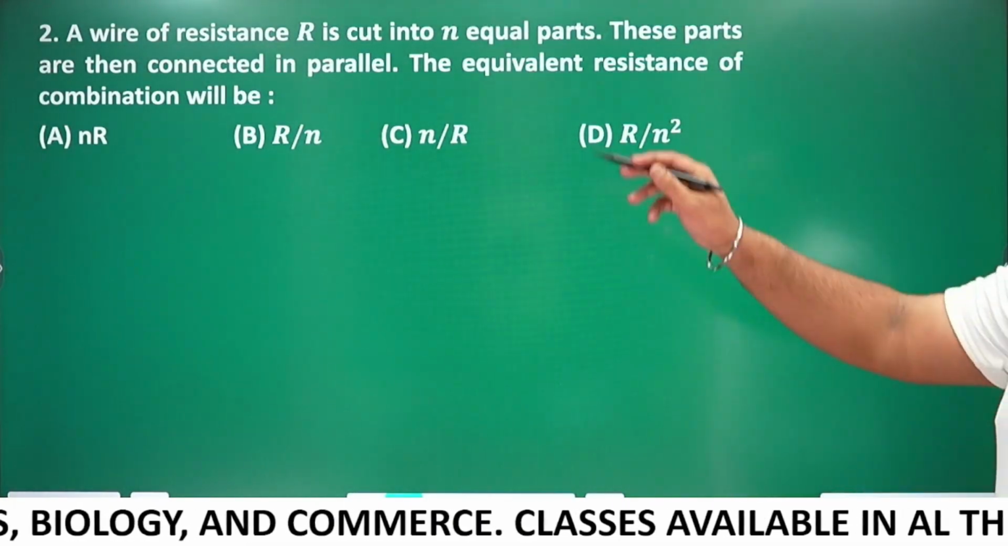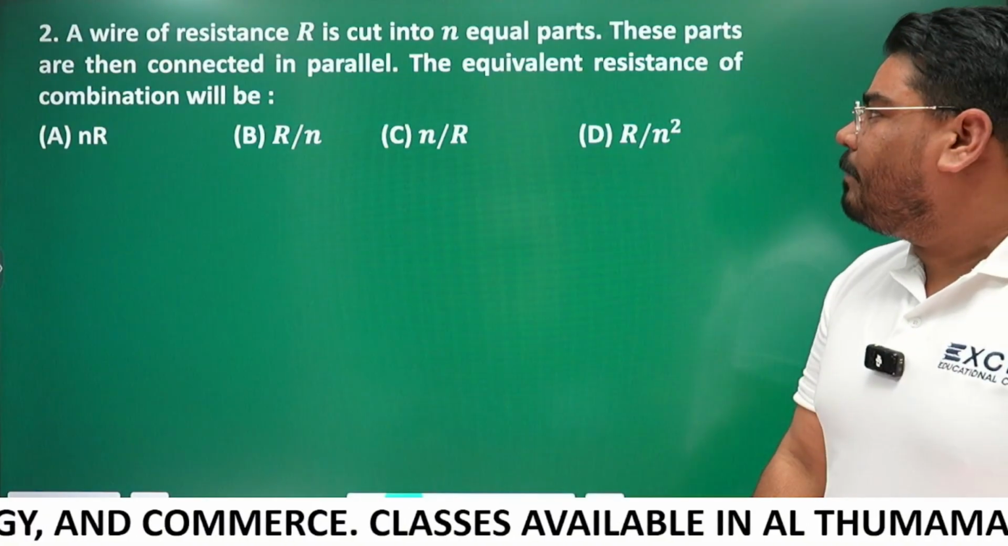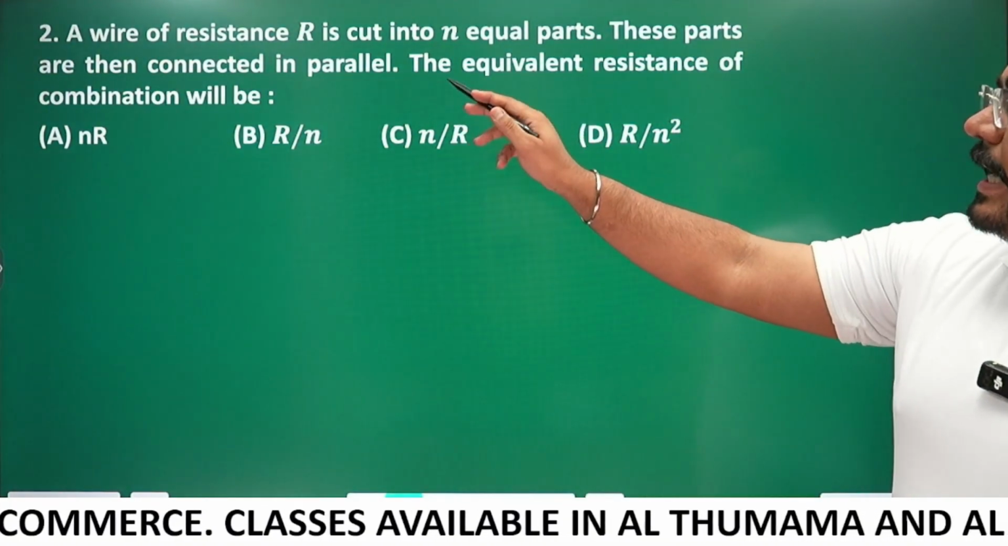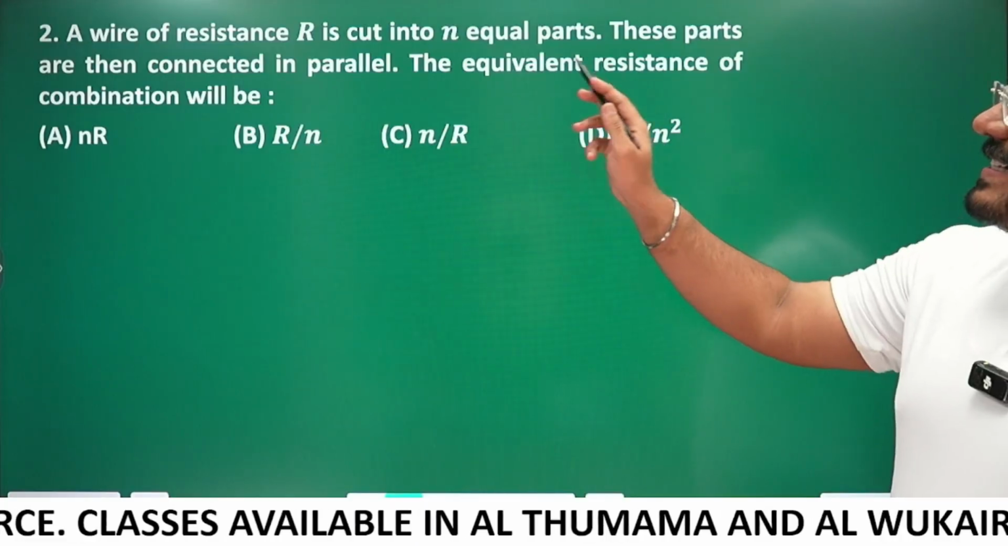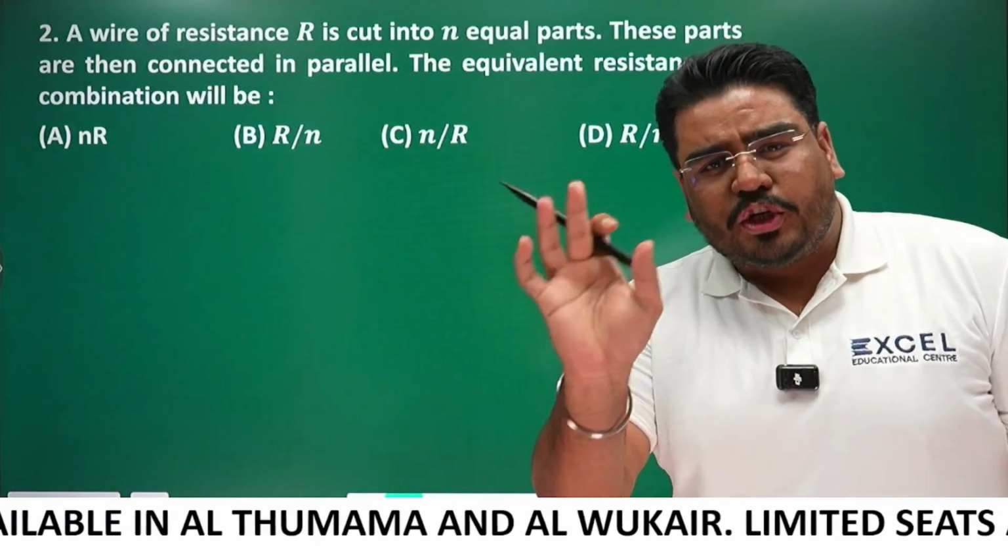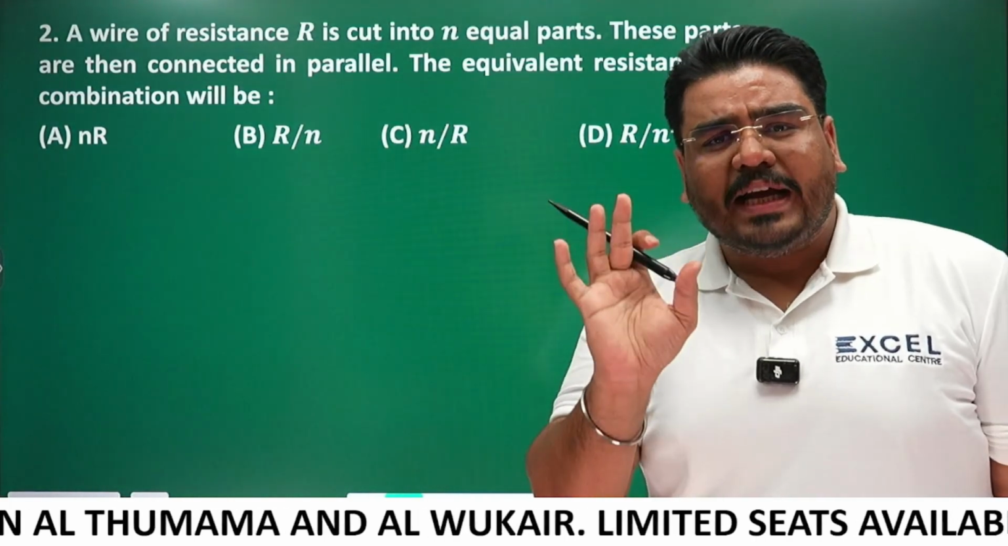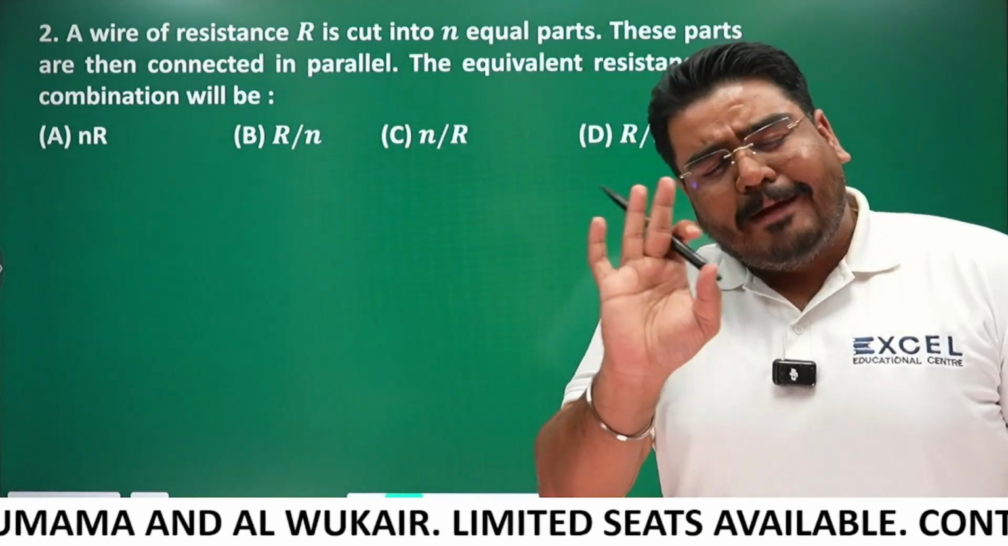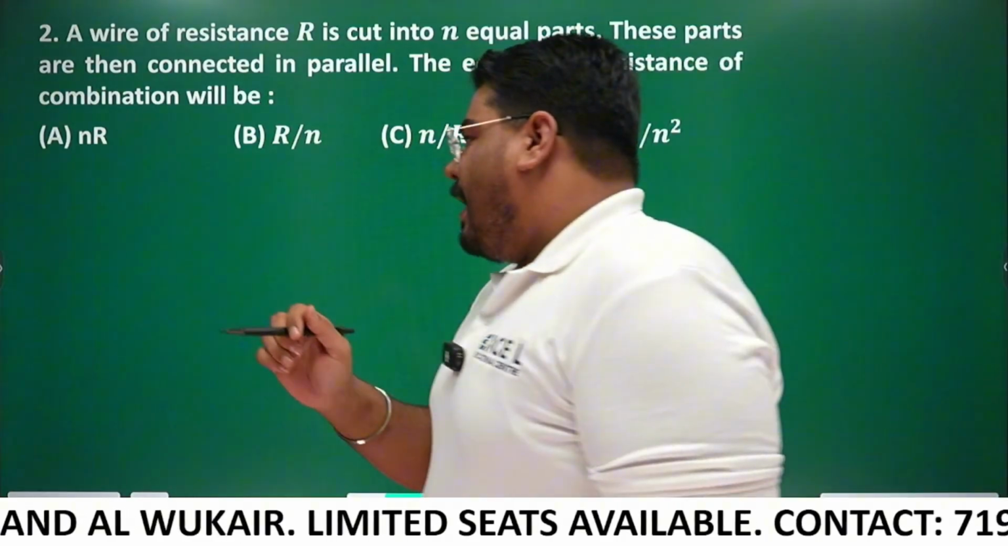A wire of resistance R is cut into n equal parts. These parts are then connected in parallel. The equivalent resistance of the combination will be. Again, a very standard question, which every one of you needs to remember. If not, let's dig into the primary solution of this.